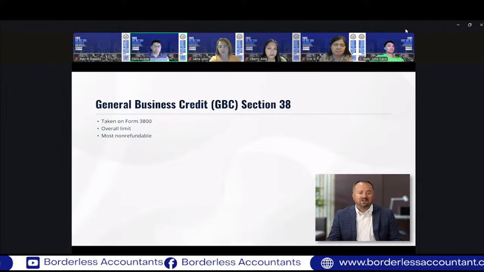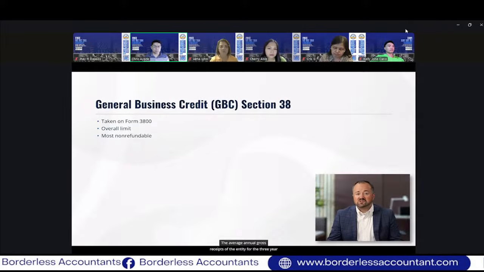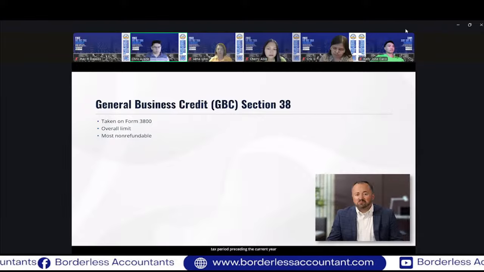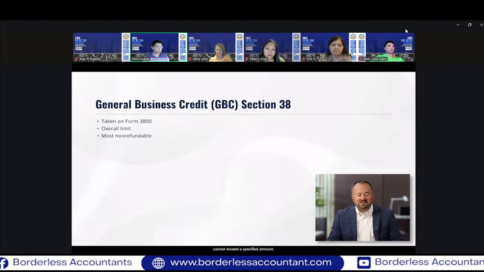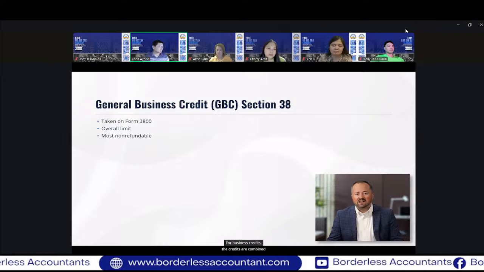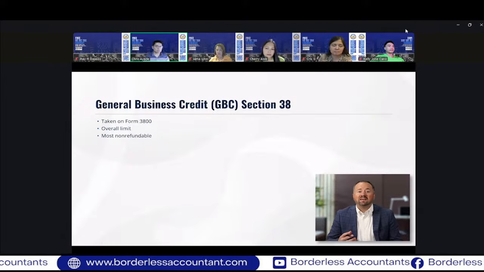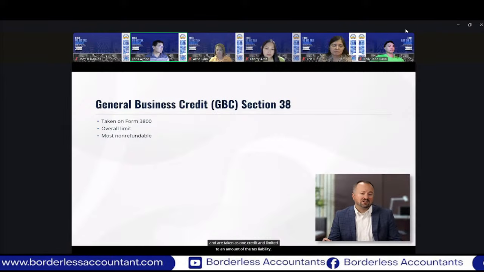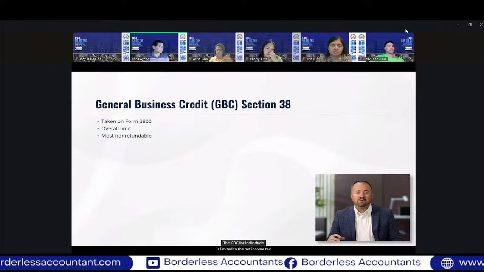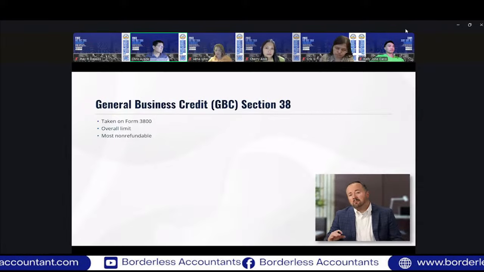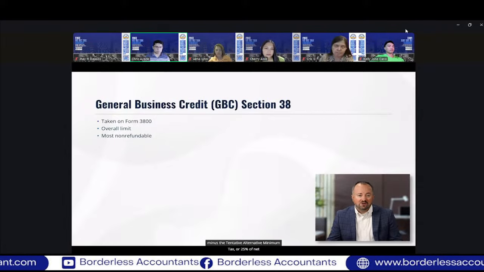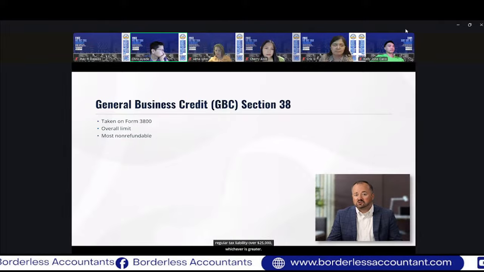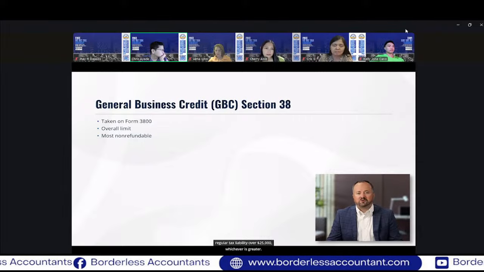not publicly traded. The average annual gross receipts of the entity for the 3-year tax period preceding the current year cannot exceed a specified amount. For business credits, the credits are combined and are taken as one credit limited to an amount of the tax liability. The GBC for individuals is limited to the net income tax minus the tentative alternative minimum tax, or 25% of net regular tax liability over $25,000, whichever is greater.